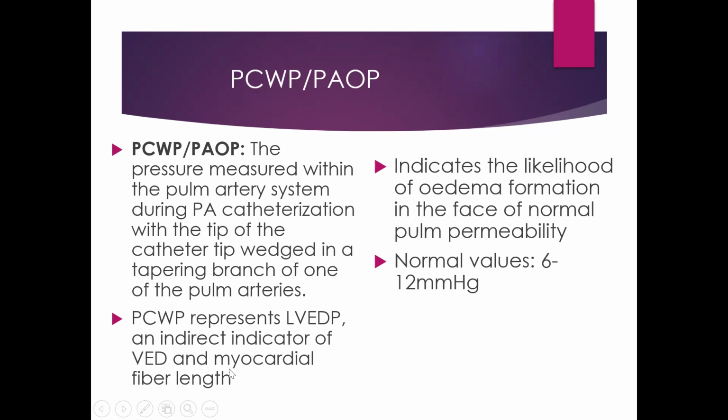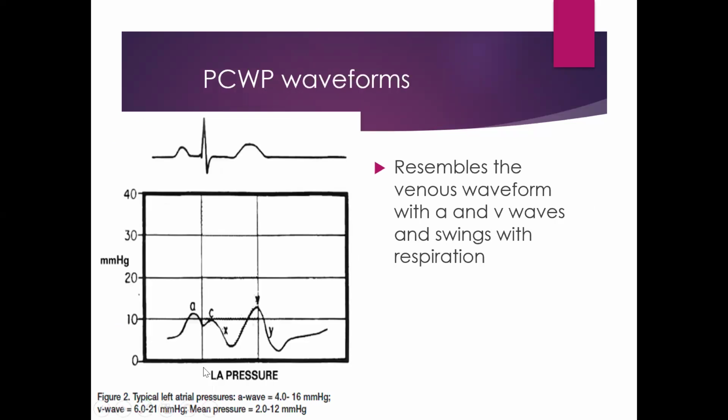the Frank-Starling law, all right, your cardiac contractility is highly proportional to your myocardial fiber length, and this can all be gotten on measurements of your pulmonary capillary wedge pressure. All right, so this is your normal PCWP waveform. It resembles a venous waveform, and it swings with respiration. So most of the time, these venous waveforms are actually taken at the end of expiration to reduce the influence of respiration on their values.